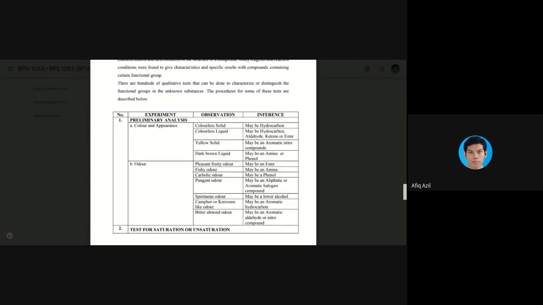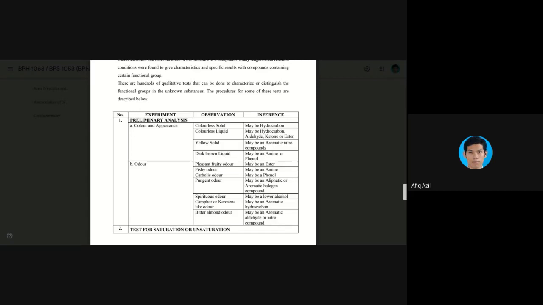Let's say it is a yellow solid, you might think that it is an aromatic nitro compound, so you can straight away do a test for aromaticity and also check whether it contains a nitro group or not, instead of doing all of the tests.